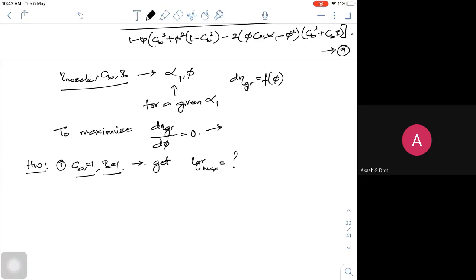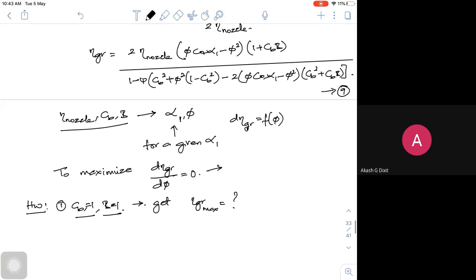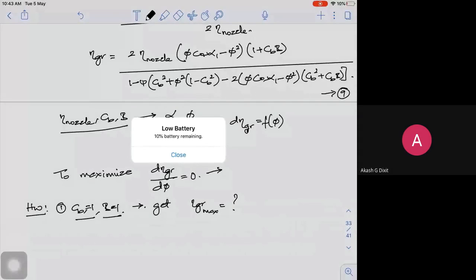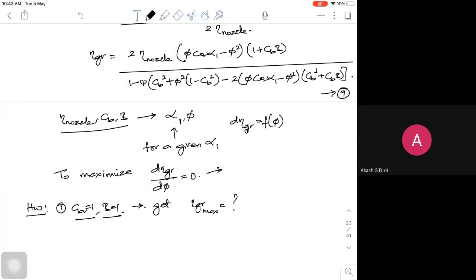The condition is CB equal to 1 and B equal to 1. The nozzle efficiency is anyway a constant, so it will go off in differentiation, and this will become 2. Here also it is 1 and 1 square, so some of the quantities will vanish automatically. You will be left with a few things, and from this you can easily get the condition for maximum efficiency.